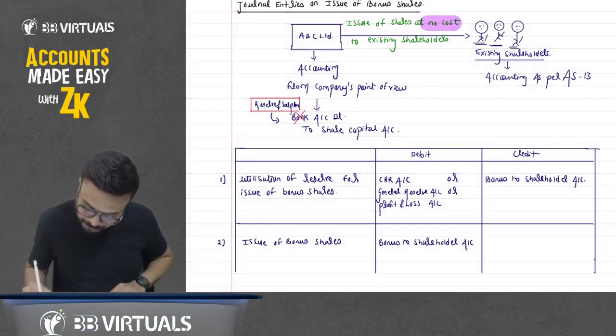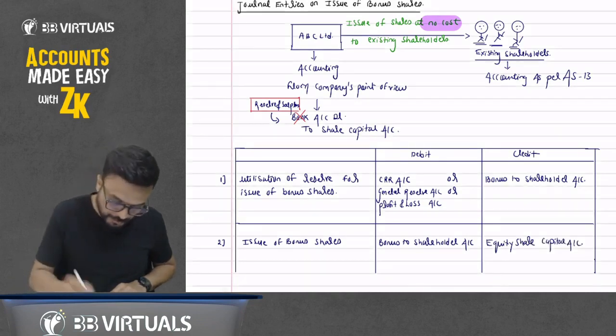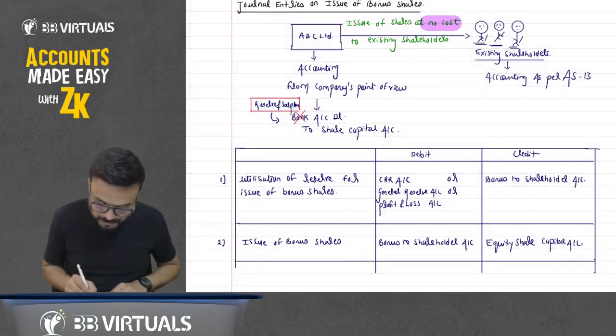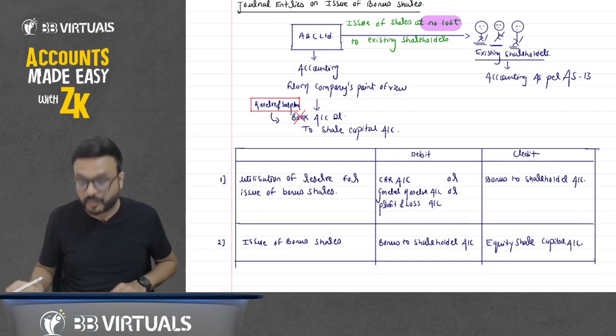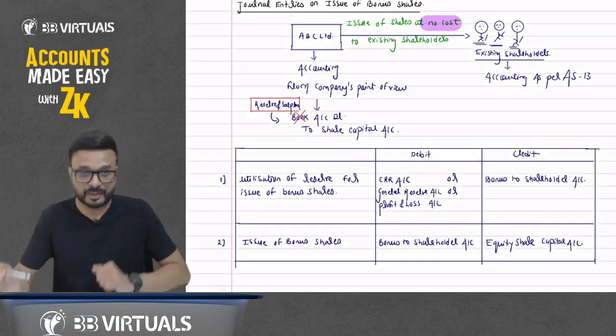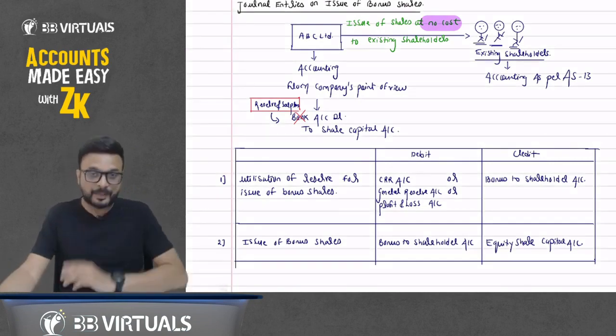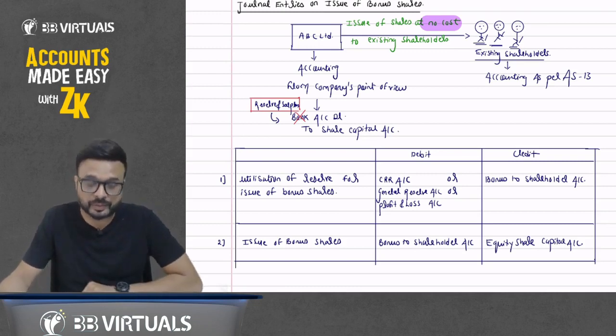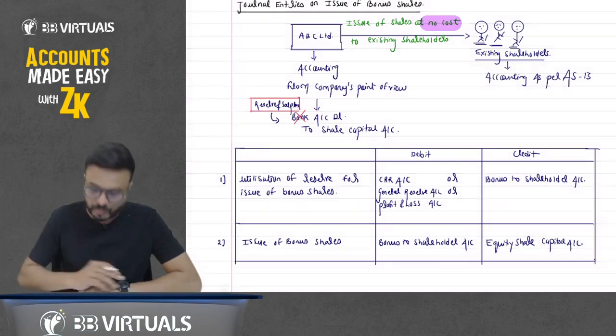So to equity share capital account. Okay. These two entries will come if the question talks about a bonus share also. The name of the chapter is buyback of shares, but sometimes they give an adjustment for bonus shares also. So these two entries will come.